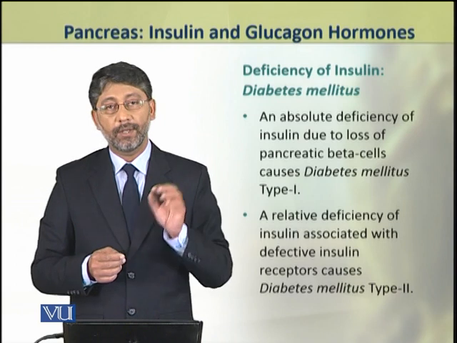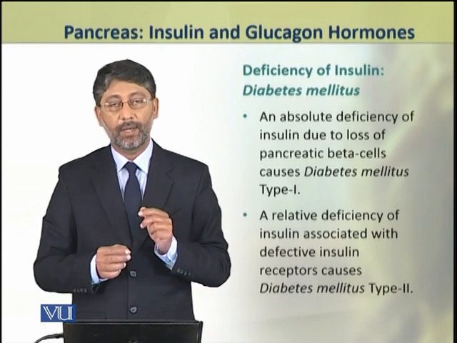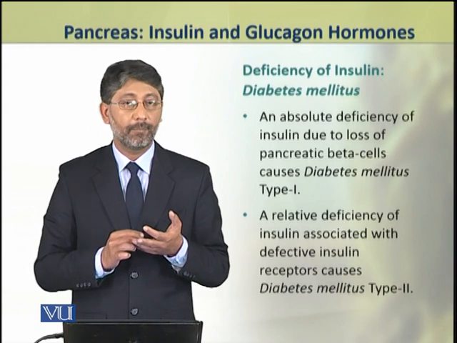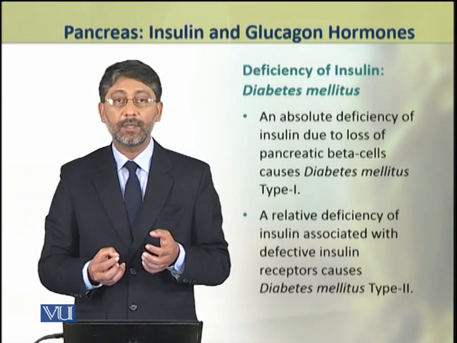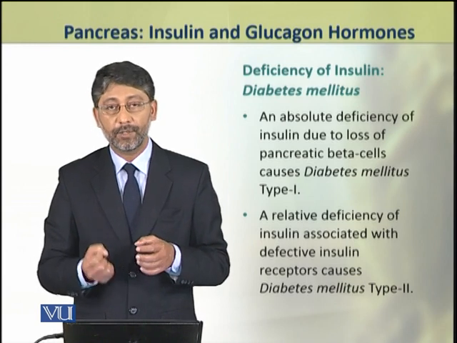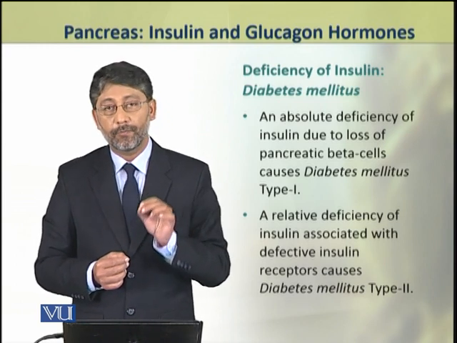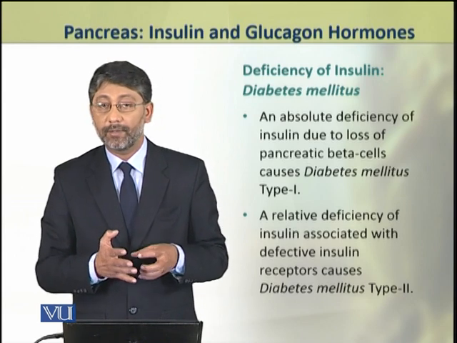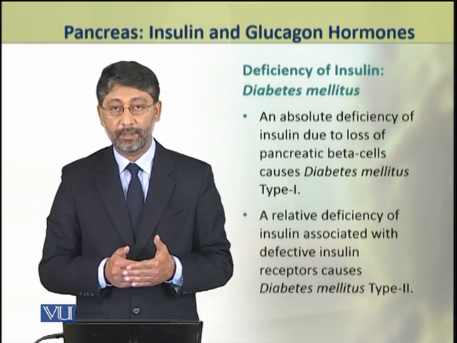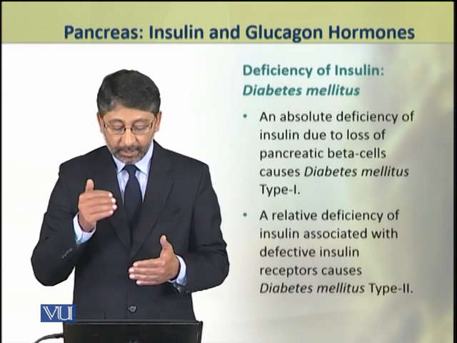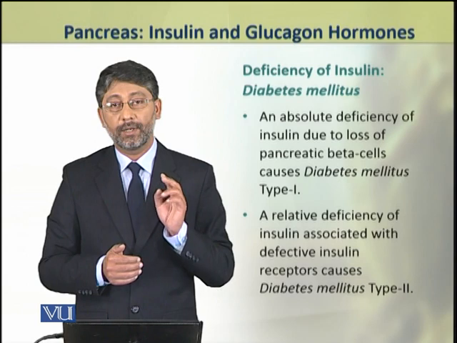hai. Dear students, the deficiency of insulin causes a disease which is called diabetes mellitus, which is of two types, diabetes mellitus type 1 and diabetes mellitus type 2. The absolute deficiency of insulin, that is, the reduced release of insulin by the beta cells, causes the diabetes mellitus type 1. Jab insulin hi kam hogi, to as a result, diabetes mellitus type 1 hogi. Lekin, jo dusri type hai, that is the relative deficiency of insulin. That is because of the defective insulin receptors in the target tissues. This causes diabetes mellitus type 2.